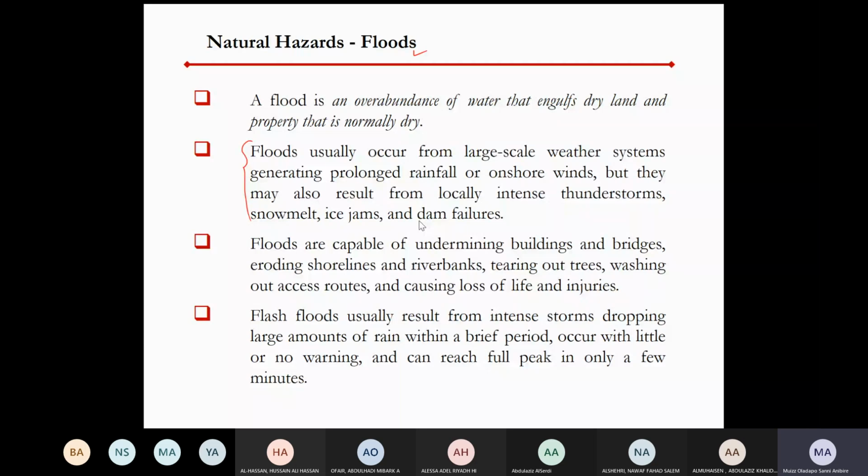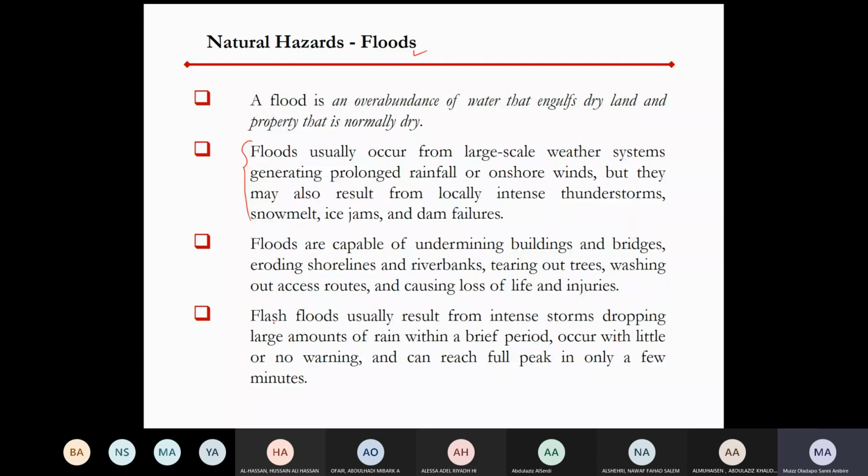Okay, probably we're going to see some examples. Riverbanks, they can tear out trees, washing out access roads, causing loss of life and injury. So many things, like what you saw in the video and the pictures I showed in the last class from the 2009 Jeddah floods. All right, it can cause a ton of damage.